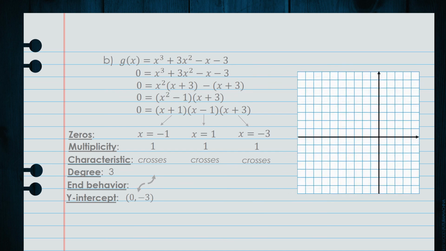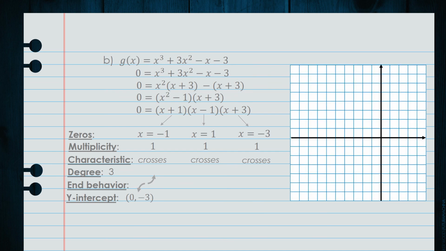So take the moment now to draw an xy axis. From here, let's plot our zeros or our x-intercepts. That'd be (-3, 0), (-1, 0), and (1, 0). Next, let's plot our y-intercept, which is (0, -3). So we've plotted all the points that we know for sure.